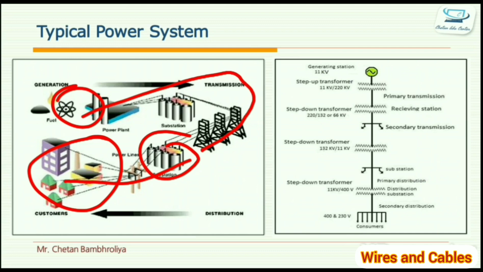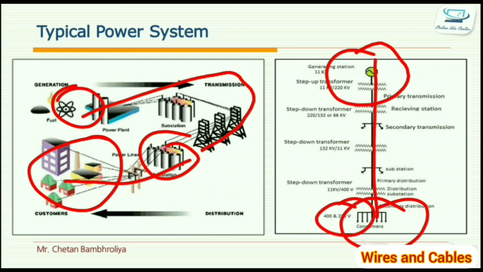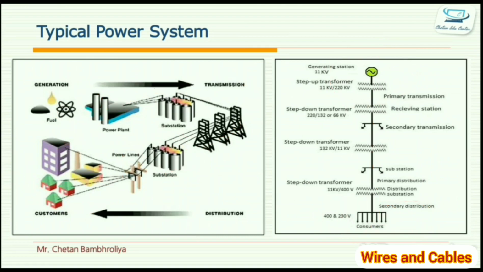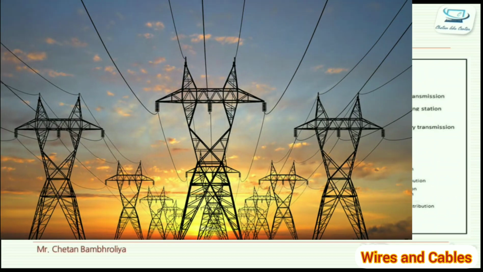Now if you talk about the theoretical diagram, from generation to the customer, it is three phase or single phase. If our signal is three phase, then it is 440 volt. If our signal is single phase, then 200 to 230 volt AC is there. So this is the typical power system, and in today's video we will discuss this overhead line.